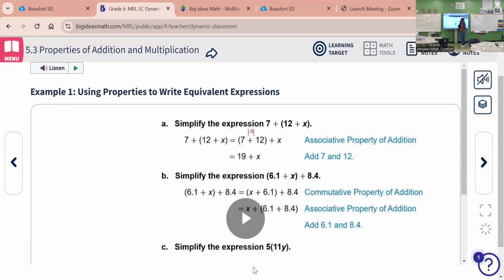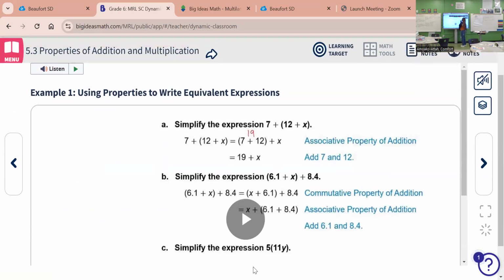Okay, so we watch this simplified expression. I'm not going to play it, but I should be able to explain. The first one we have 7 plus 12 plus x in parentheses. Then we regroup it using the associative property, right? So we have 7 plus 12 grouped. We have regrouped it and ensured the same answer. Then we added 7 to 12, so we have 19 plus x.